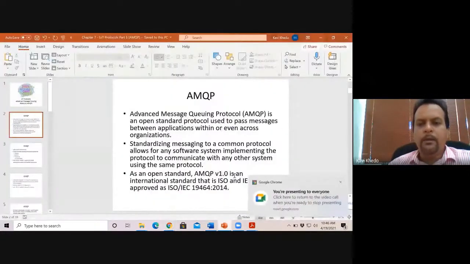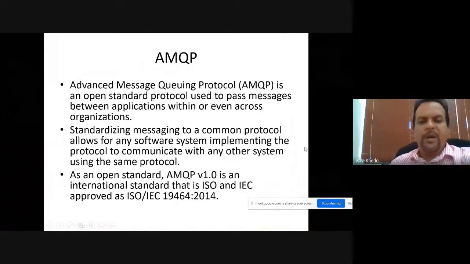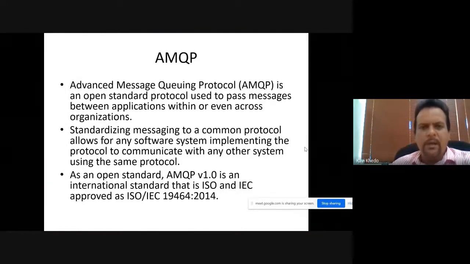Okay, so this AMQP normally was proposed for machines to communicate with machines, especially in the financial sector. In businesses in the financial sector, they had developed this protocol. It is simple and easy to use, allowing a machine to communicate with another machine and exchange data. It was supposed to be a standard, which is why it says an open standard protocol. Standardizing messaging to a common protocol allows any software system, that is any machine, implementing the protocol to communicate with any other system using the same protocol.